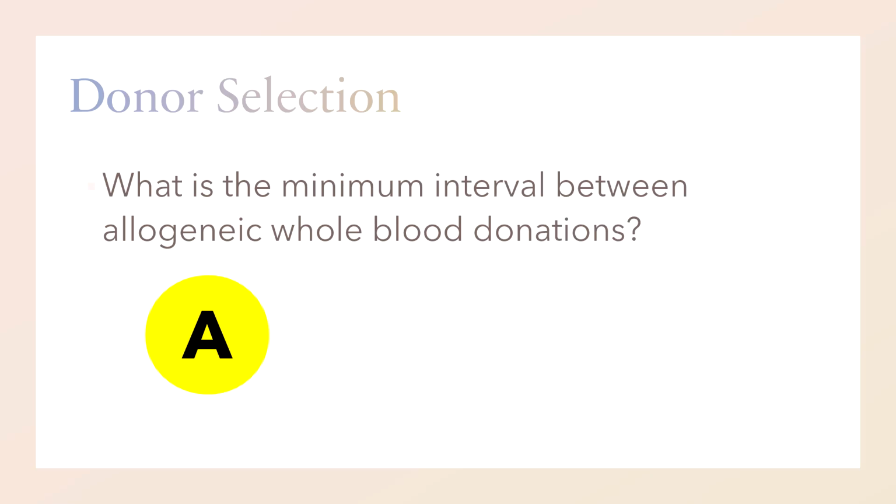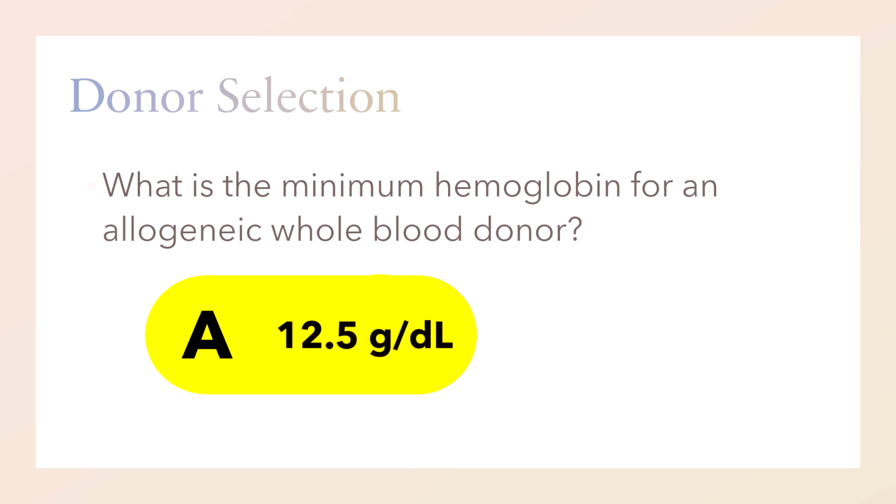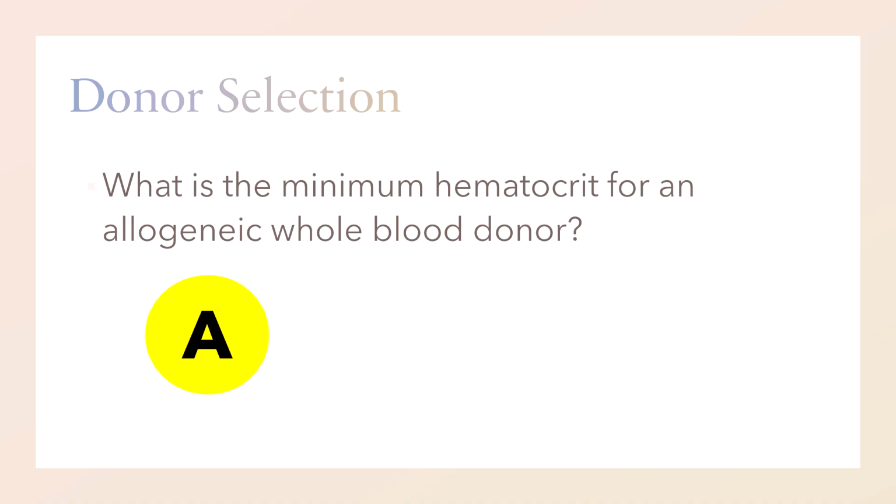Donor selection. What is the minimum interval between allogeneic whole blood donations? Answer, 8 weeks. Donor selection. What is the minimum hemoglobin for an allogeneic whole blood donor? 12.5 grams per deciliter. What is the minimum hematocrit for an allogeneic whole blood donor? 38%.